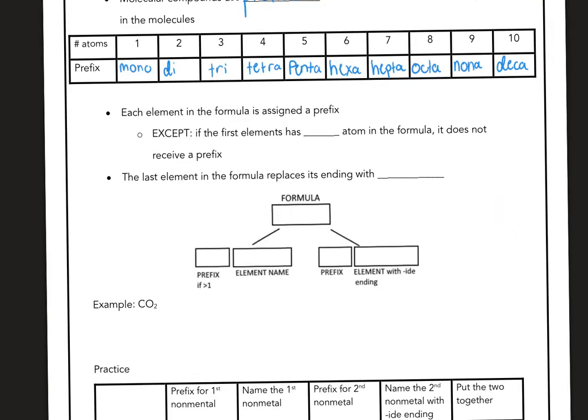So each element in the formula is assigned a prefix. However, there's one really big exception. If the first element, so the element that appears first, only has one atom, it does not receive the prefix. We never, ever, ever start a molecular compound with mono. That's just the rules, okay? And similar to ionic compounds, the ending of the second element is changed to IDE, so you should be familiar with doing that already.